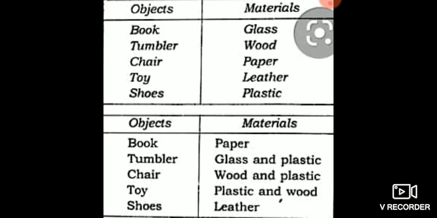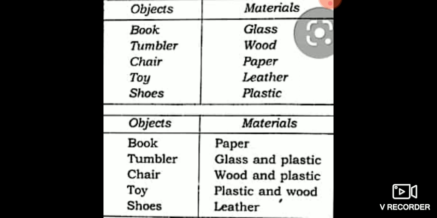Then materials. So look at this picture or look at this table. Materials: a substance which is used in making different objects is called materials. Materials are classified into mainly two types: naturally occurring material and man-made material. The examples for materials are glass, wood, paper, leather, plastic.